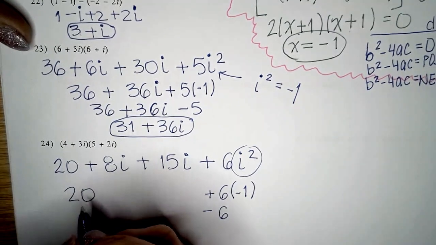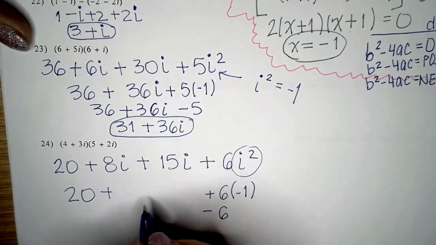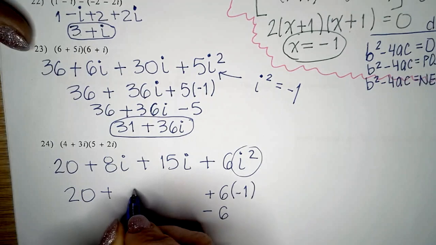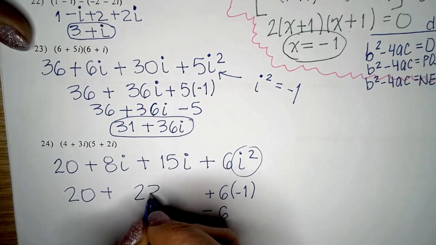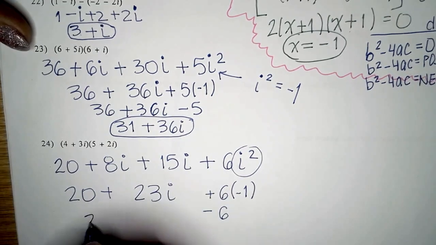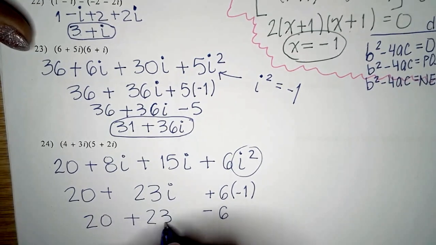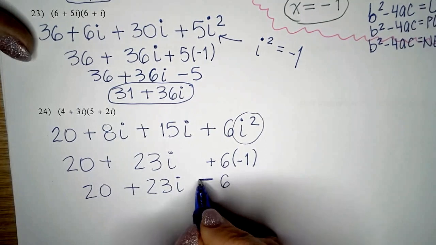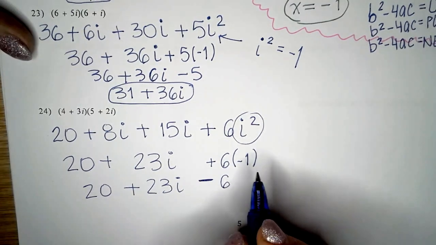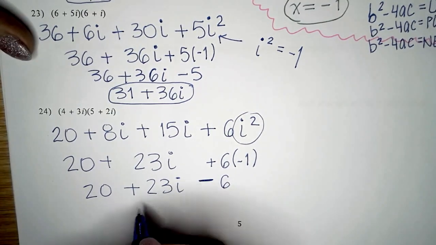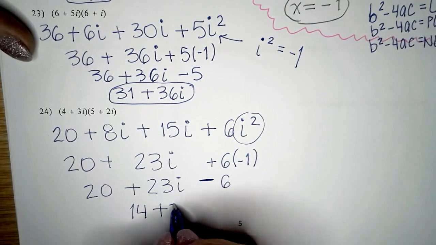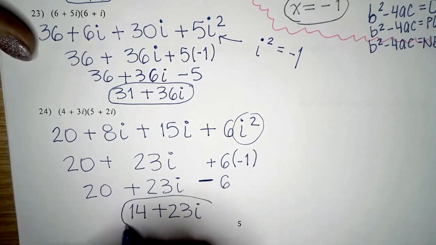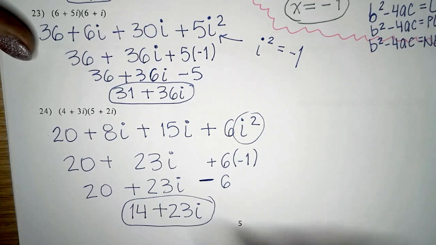Over here, Josh, what do my middle terms combine to? Nice, 23i. And I'm just going to rewrite it. So from there, I have 20 plus 23i and -6. All right, Armand, your turn. Final answer? 14 plus 23i. Good, 14 plus 23i.